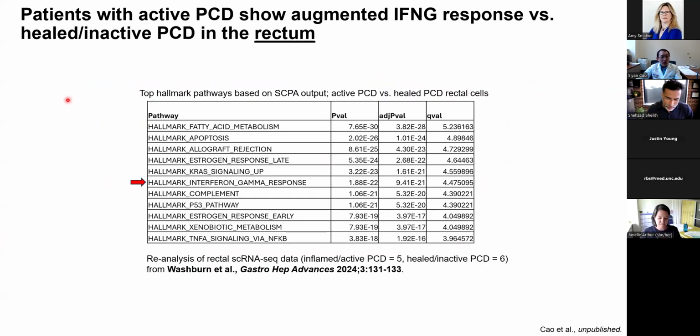And besides the fistula cells, we also want to look at how the cells change in the luminal surface of the GI tract. So we reanalyzed this single cell data of rectal cells from a recent publication. Basically, we compared the rectal cells from patients with active or inactive perianal Crohn's disease. And similar to what we found in the fistula tract, the rectal cells from the active PCD also showed the activation of interferon gamma response as compared to the inactive PCD cells.